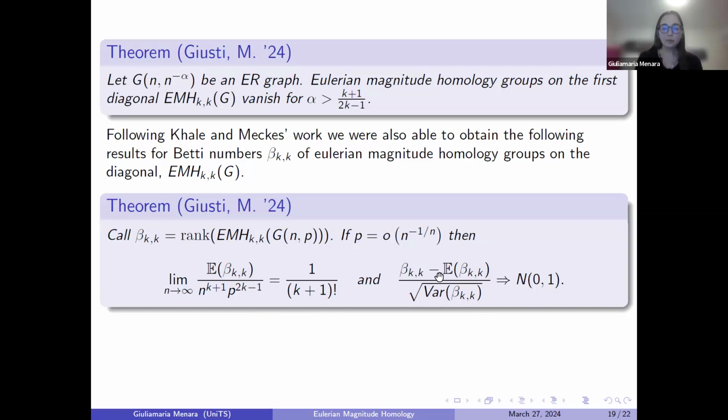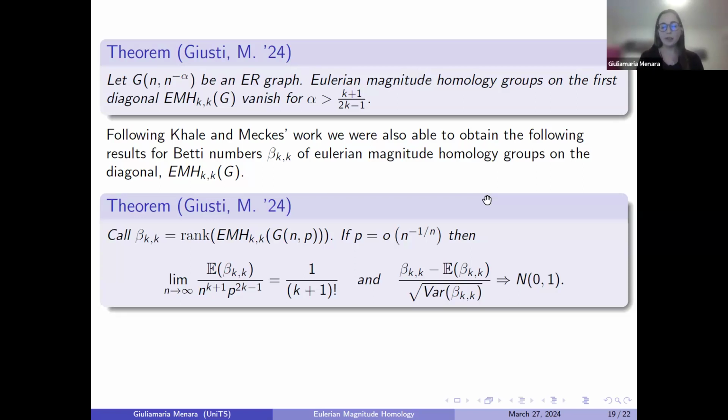And we had this hypothesis here on the probability, which is actually saying that we have enough edges in the graph. When n is going to infinity, this is going to 1. So this is telling us that the graph is dense enough. So we have enough edges to build our subgraphs that are going to create Eulerian homology cycles.